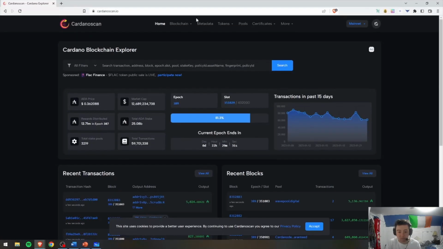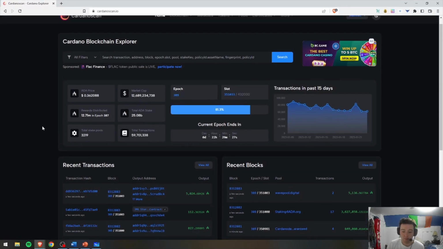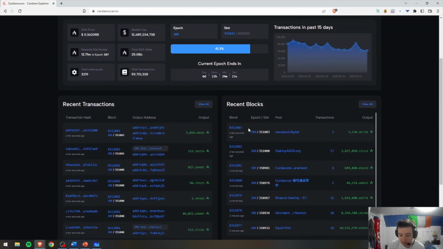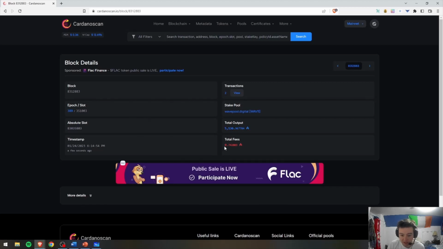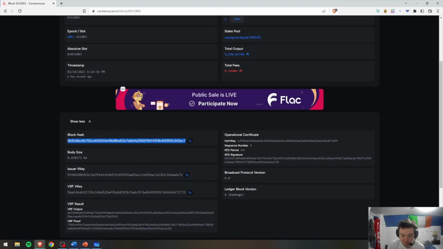So here we have Cardano scan. We're going to look at this later in the course, but basically it's a blockchain explorer. It lets you visualize the blockchain. We can look at this recent block here. If we click on this block, we can actually see the block hash. So here we go. This is the hash of the block. So this is one example of what the output of a hash function would look like.